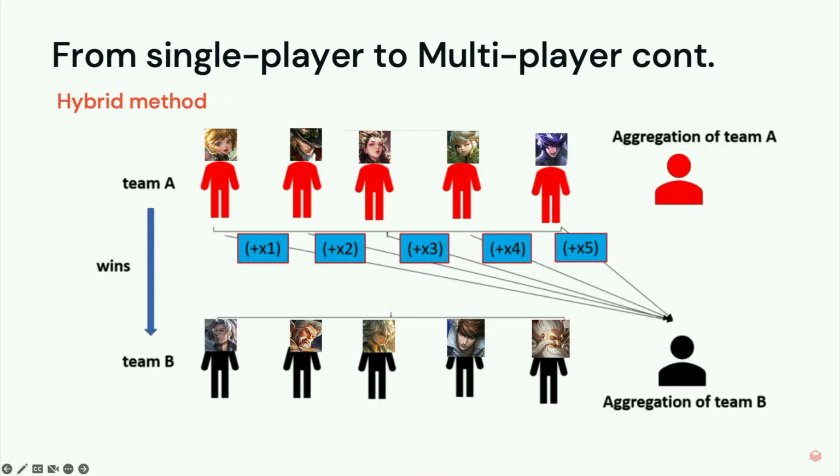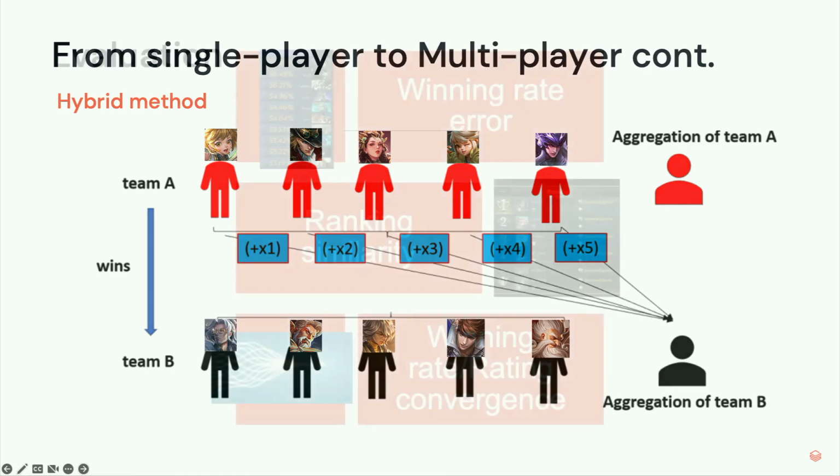Or there could be a hybrid method. For example, we still aggregate the players into 2 virtual players, but when we pass the post-game adjustment back to each individual player, it could depend on the rating gap between your one single player and each other player on the other team, or it could depend on that player's contribution in this game, right? So there are different strategies we can do, but which one is better?